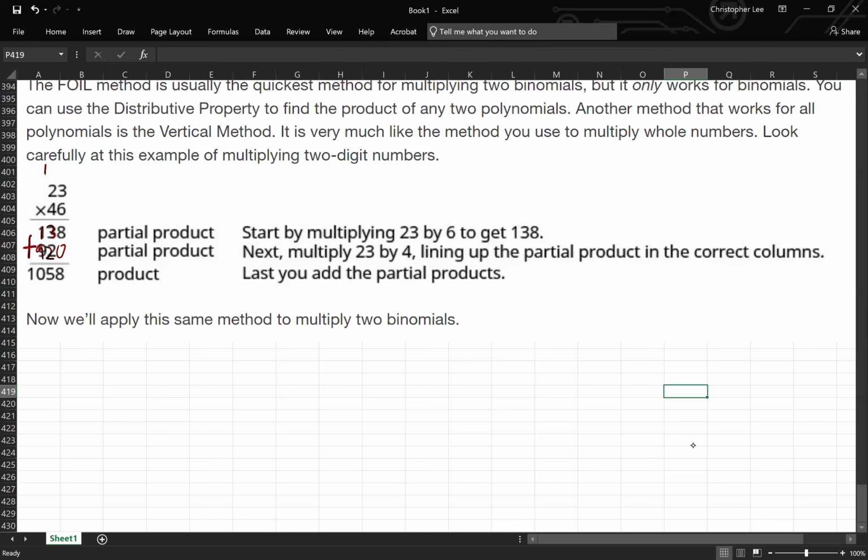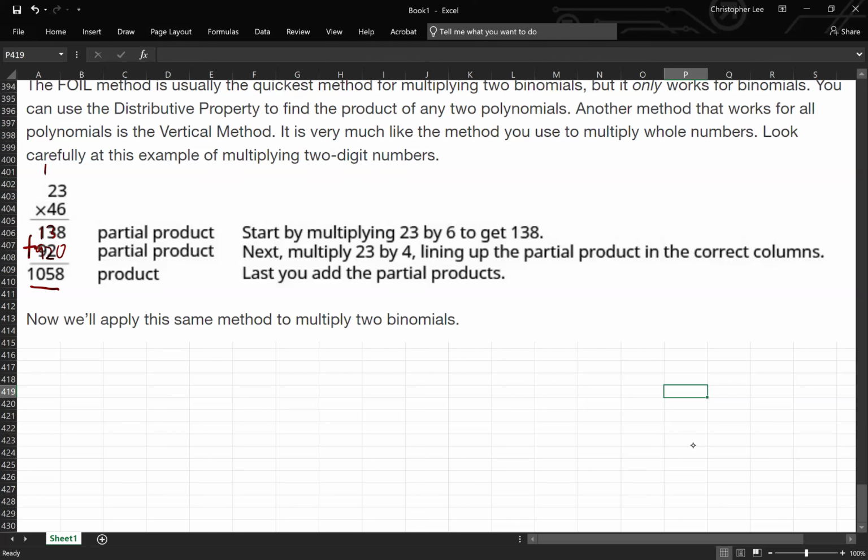Then you want to add these together. I don't know why we've got the plus sign. We want to add these together. Adding straight down, 8 plus 0, 0. 3 plus 2, 5. 1 plus 9, 10. 1058. Right? We all remember how to do this. Basic multiplication, right?